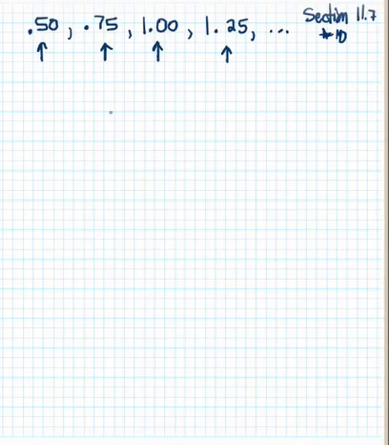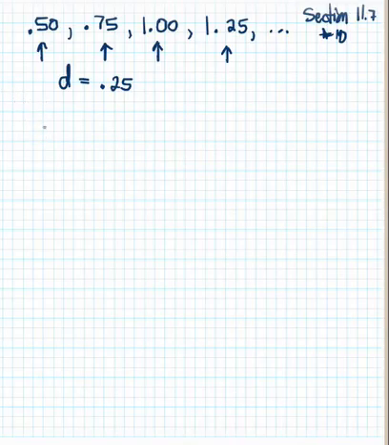So what kind of sequence do these individual deposits make? Well, you can see that there's a common difference, not a ratio, a common difference of 25 cents. So you're just adding 25 cents each time.